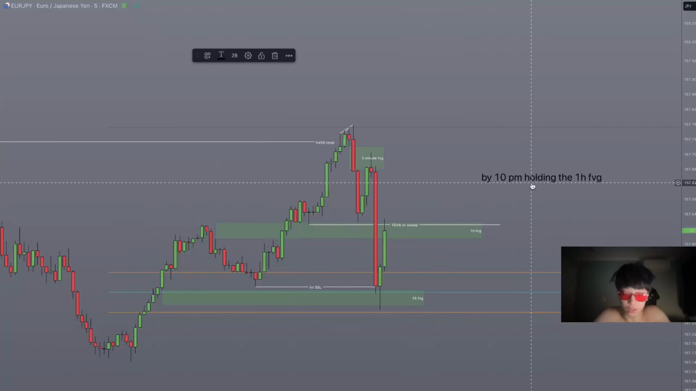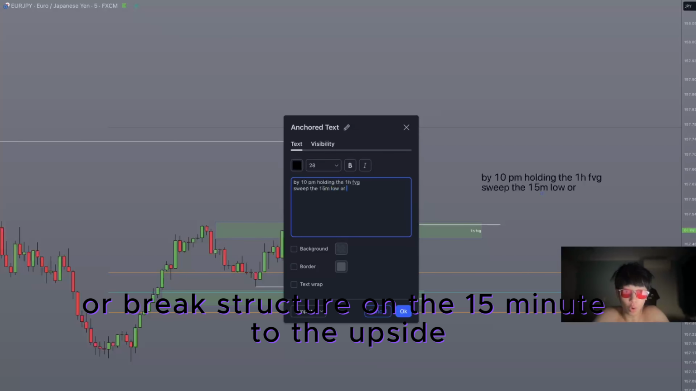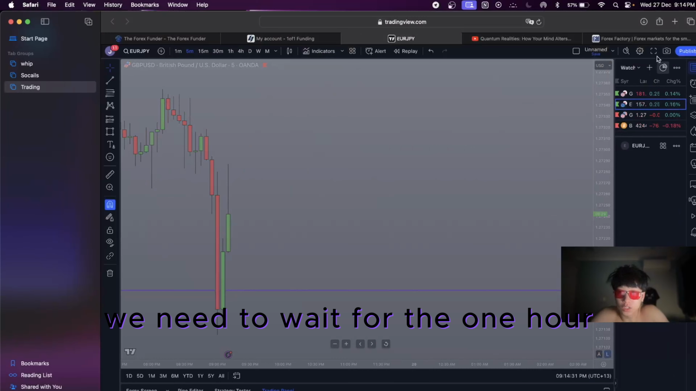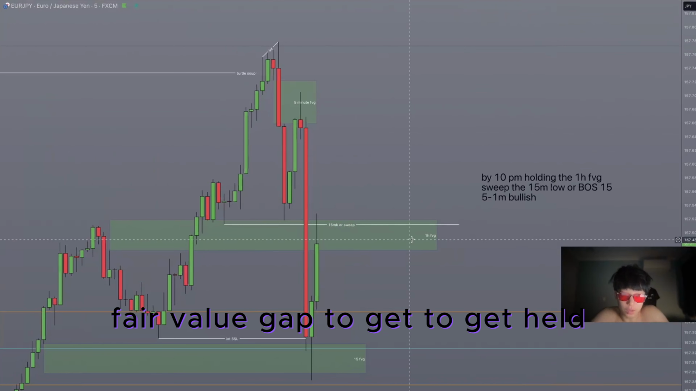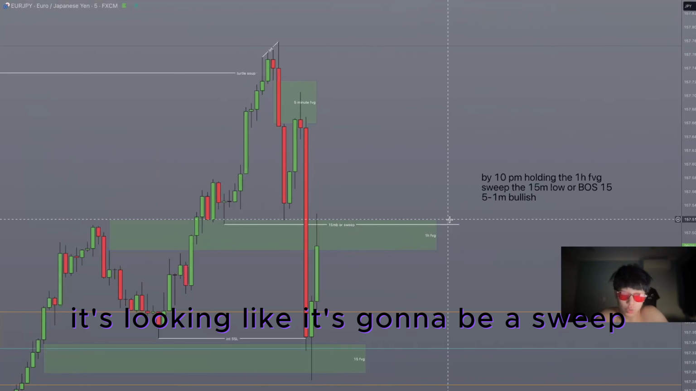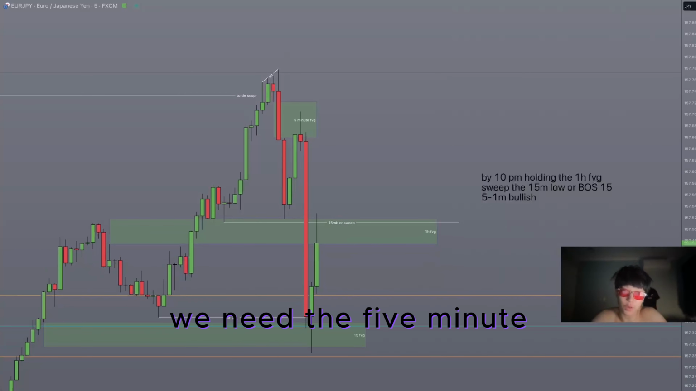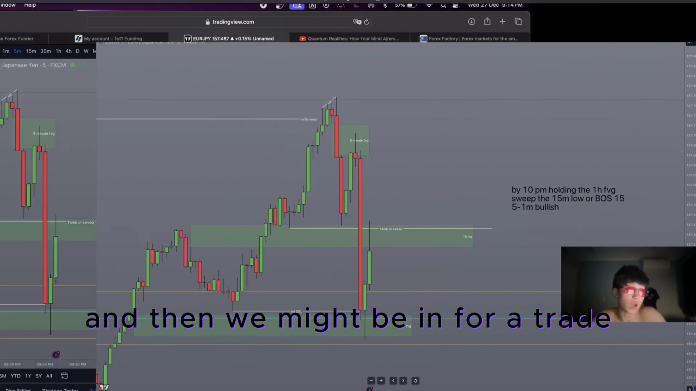Number two, we either want to see it sweep the 15-minute low or break structure on the 15-minute to the upside. We need to wait for the 1 hour fair value gap to get held. It's looking like it's going to be a sweep, so we're going to need a 15-minute break to the upside. We need the 5-minute and then the 1 minute to be bullish, and then we might be in for a trade.